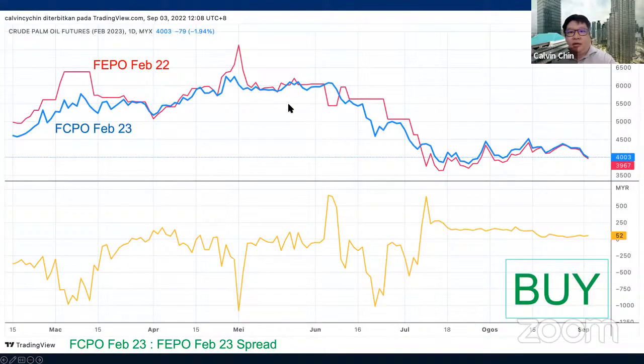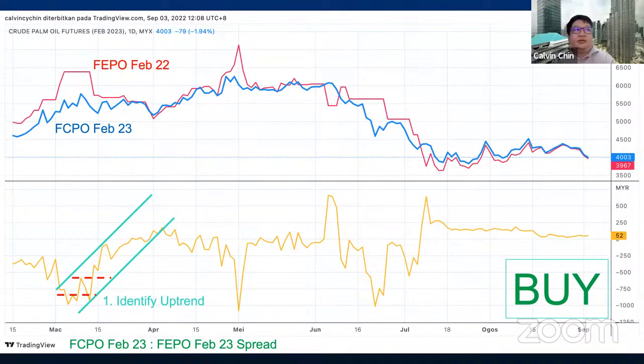Okay. First step, identify the market structure. Okay, so obviously it is an uptrend because higher low, it breaks out here to a higher high. Okay, higher low, higher high in here. Okay, let me draw. Okay, this is up. Okay, this is up.